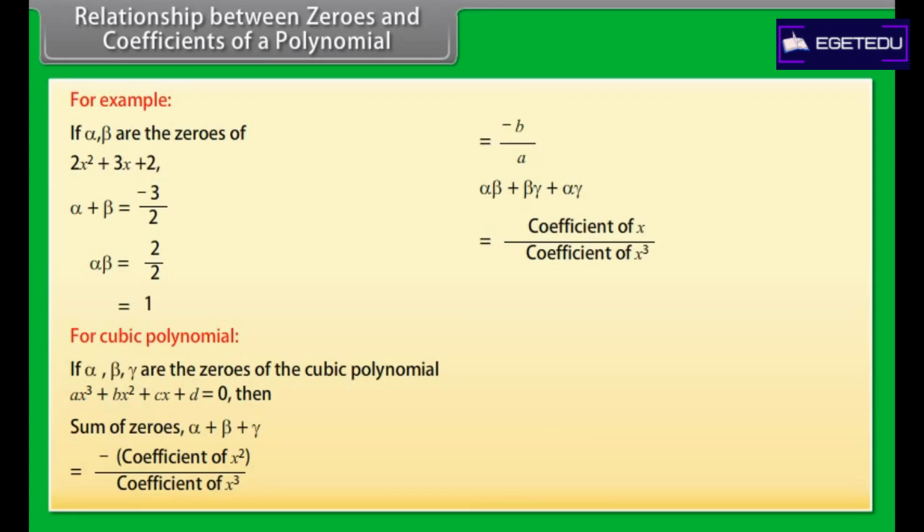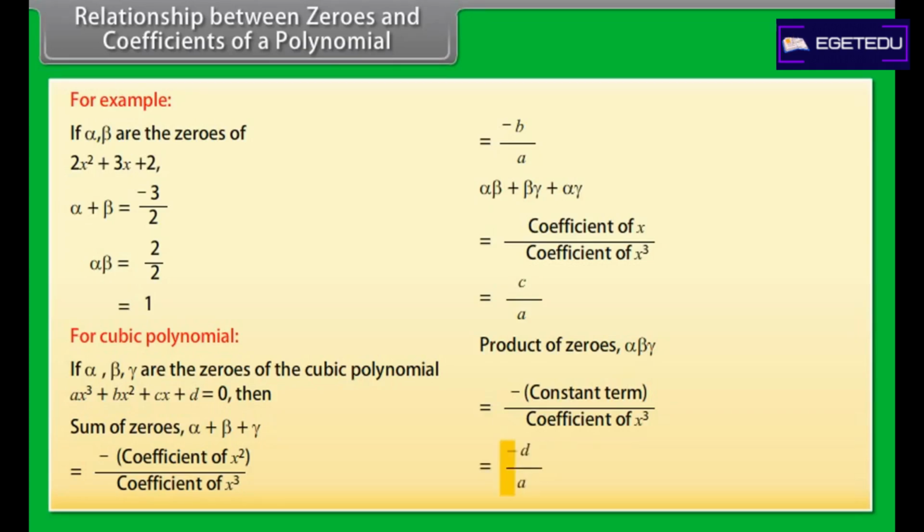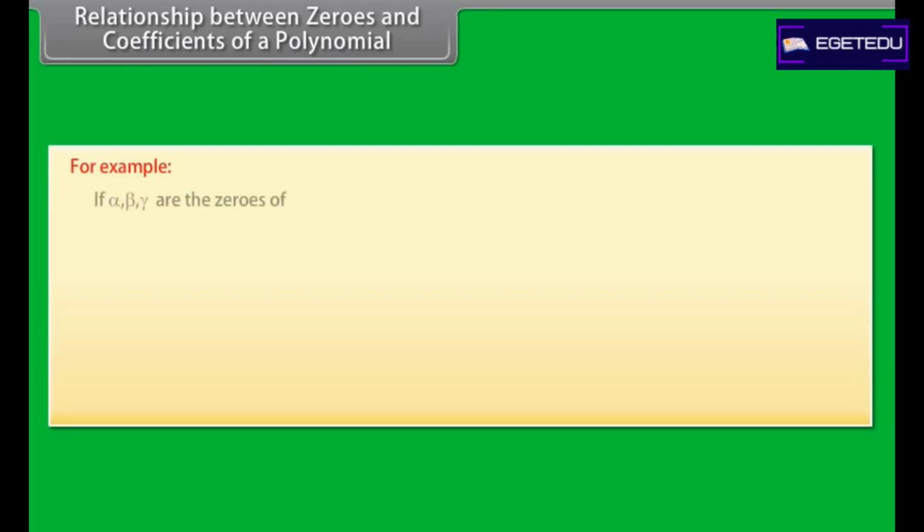For cubic polynomial, if α, β, γ are the zeros of the cubic polynomial ax³ + bx² + cx + d = 0, then the sum of zeros, α + β + γ, is equal to −coefficient of x²/coefficient of x³, which equals −b/a.